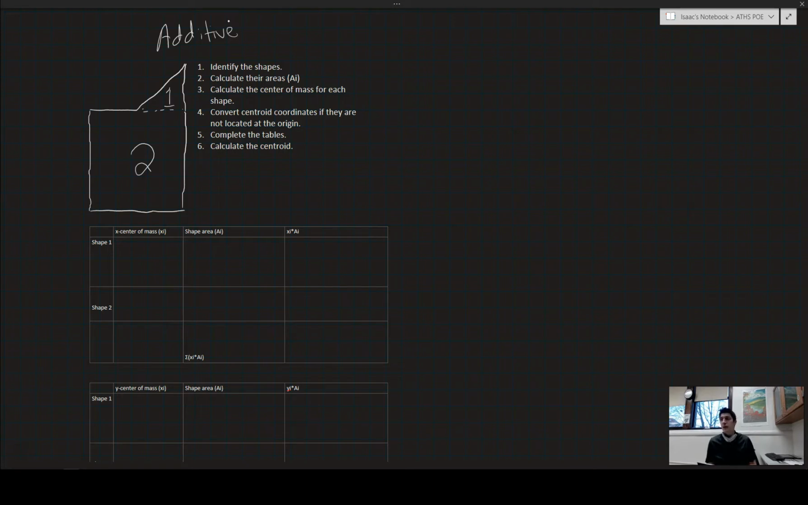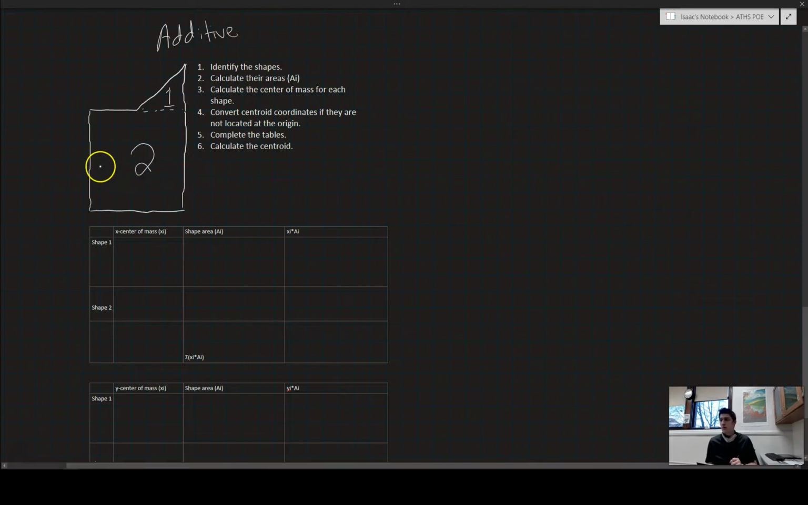The next step is to calculate their areas. Before we do that, we need to make sure we understand the dimensions of each shape. So our rectangle here has a height of 6 units, or 6 inches, and it's got a width of 5.5 inches. Our triangle has a base of, I'm going to call that 3 inches. I missed the line there, but we're going to call it 3 inches. And the height of the triangle is also 3 inches.